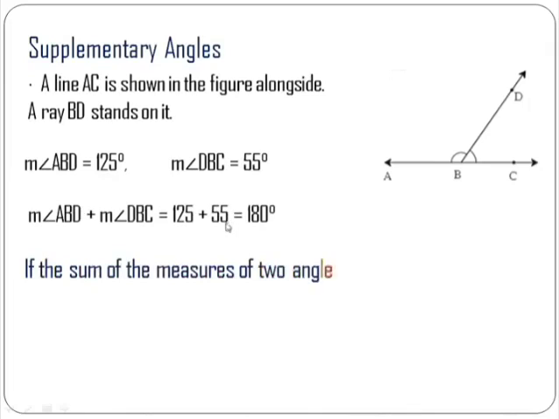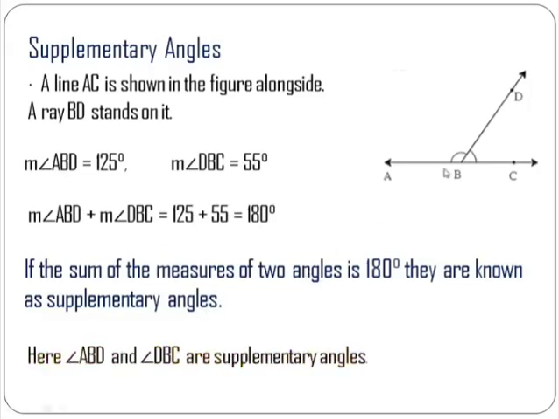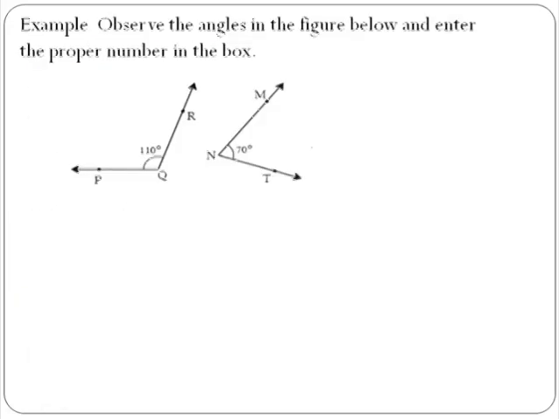That is, if the sum of the measures of two angles is 180 degrees, they are known as supplementary angles. Hence we can say angle ABD and angle DBC are supplementary angles. Now we will see the solved examples given on page number 27.